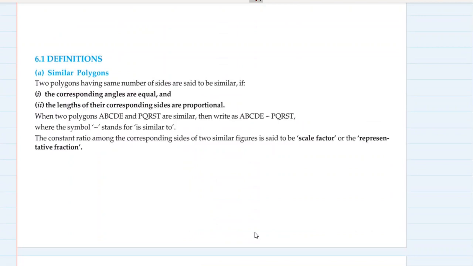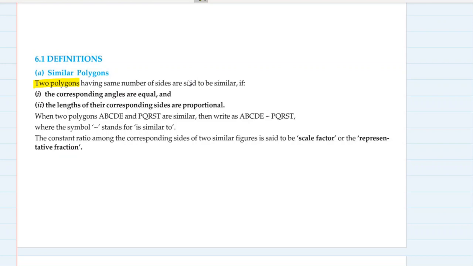So what is similarity? Always remember we are going to study similarity in detail. But before we take on this topic in detail, you must remember a few things. Two polygons. Now they are saying two polygons. What is a polygon? A polygon is a closed figure bounded by straight line segments. So triangle is the polygon with the smallest number of sides.